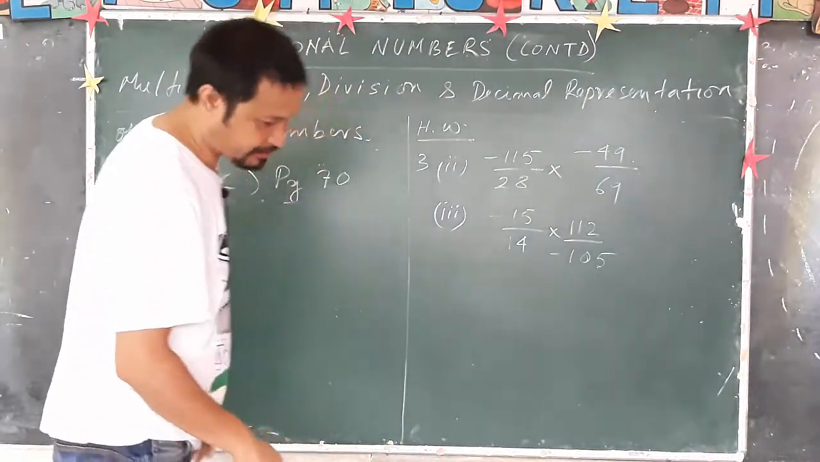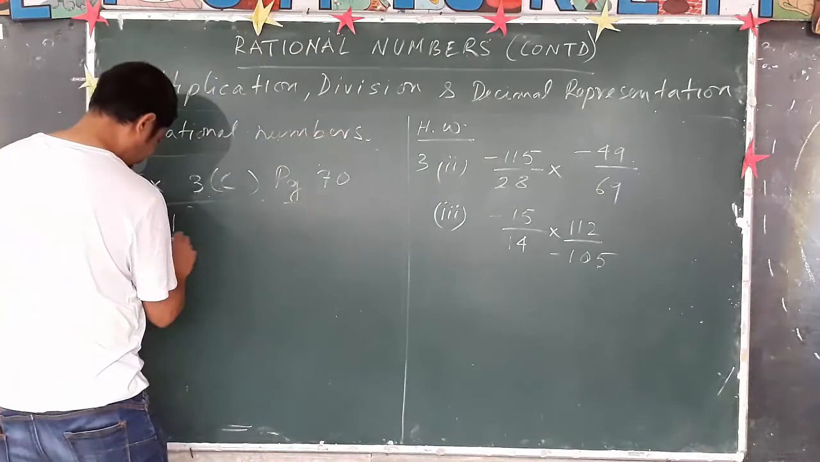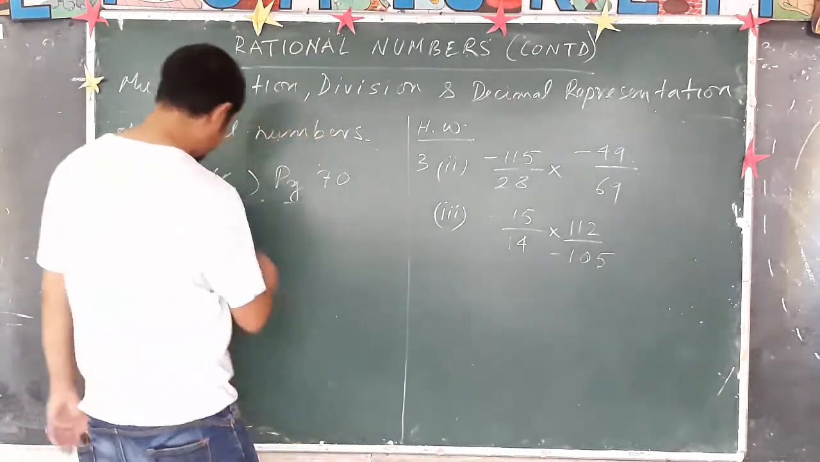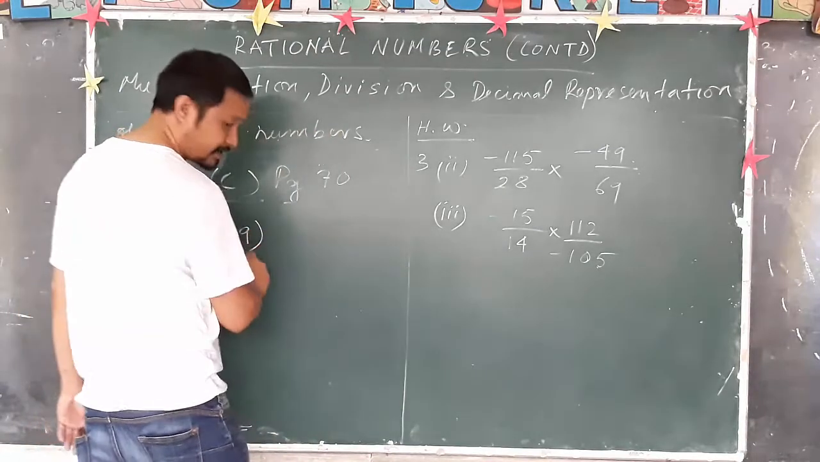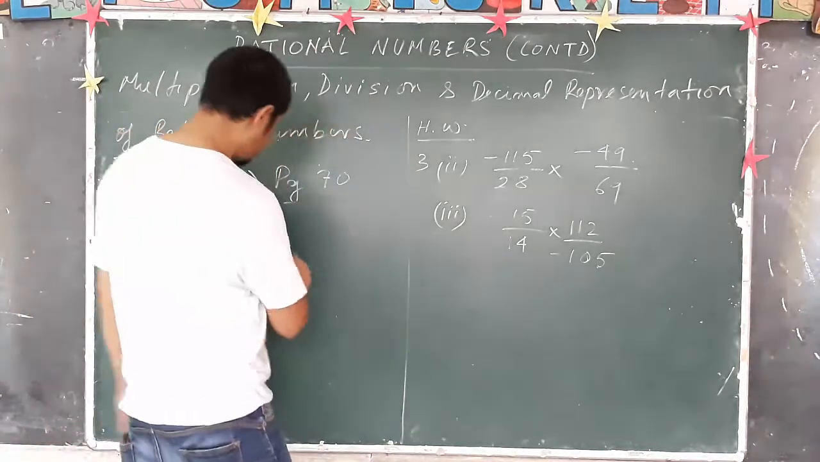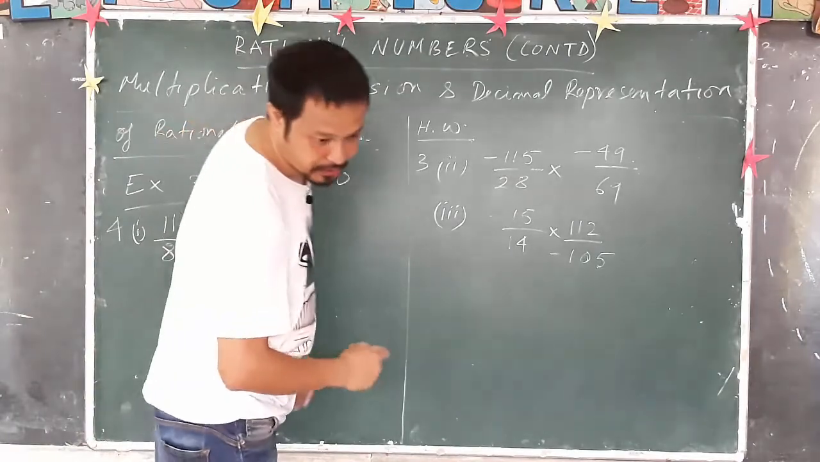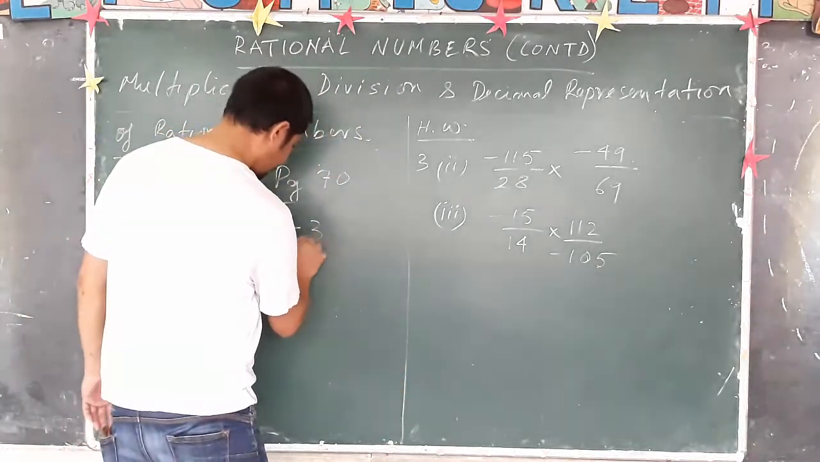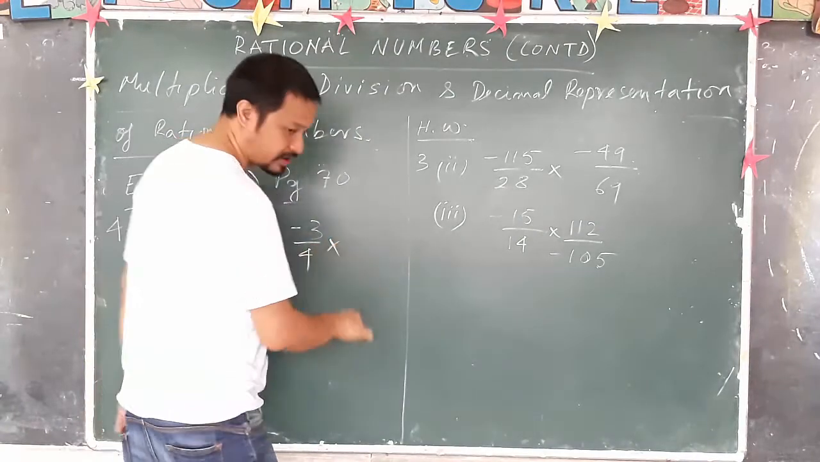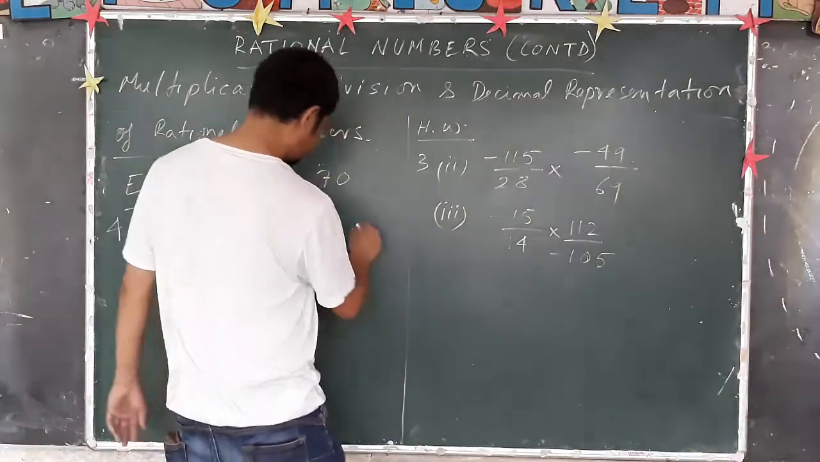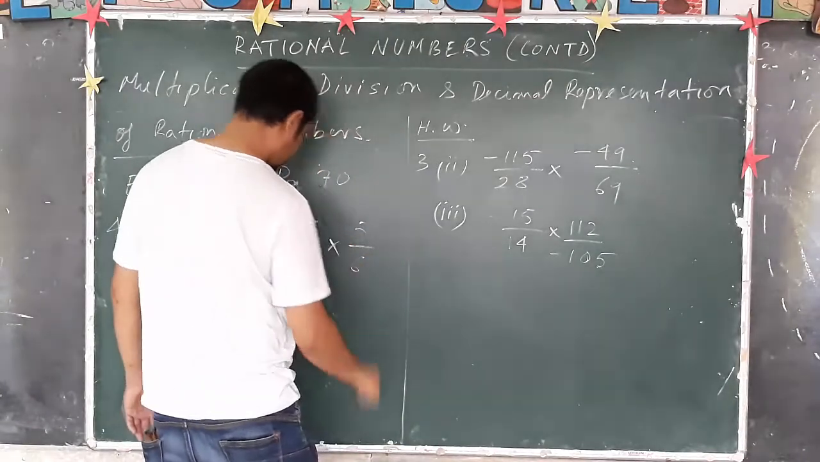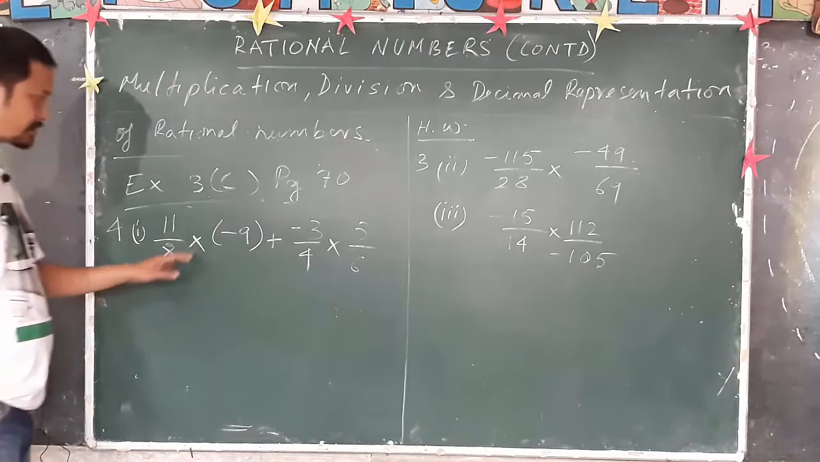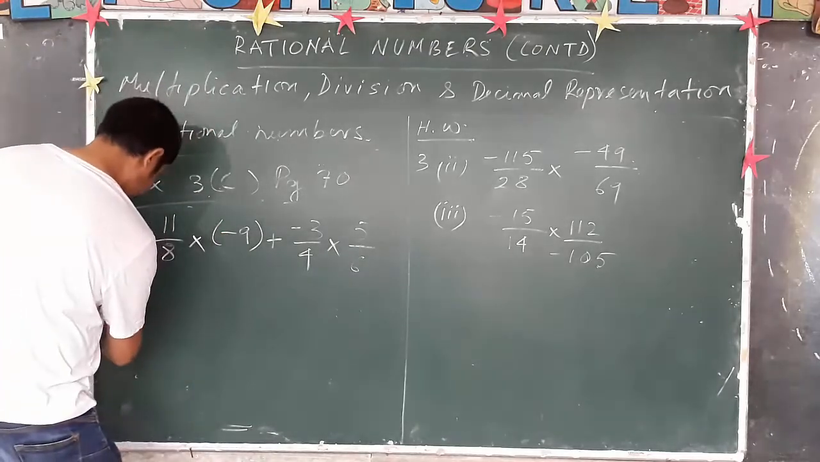It says simplify 11 upon 8 into minus 9 plus, wow, we have multiplication and then we have addition also. Okay, 3 by 4 into 5 by 6. See, looks confusing, but I'm telling you, I can simplify this. Okay, let's just simplify this.